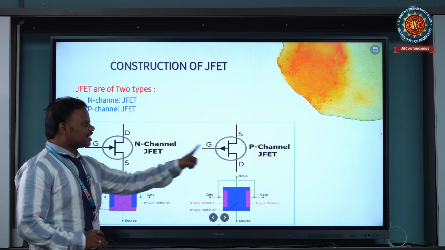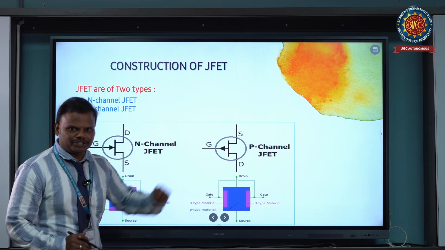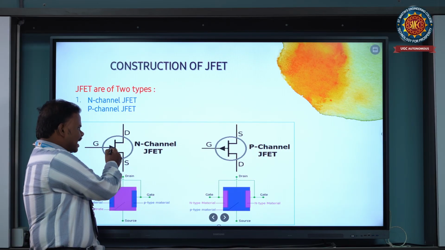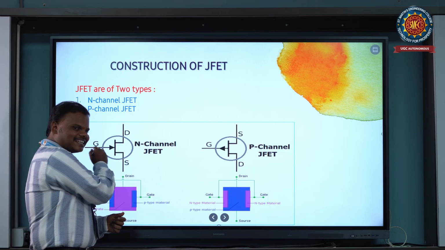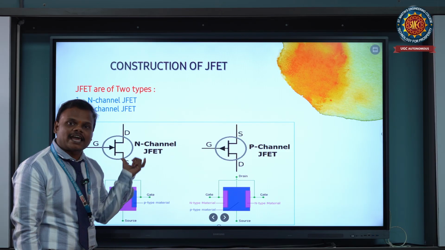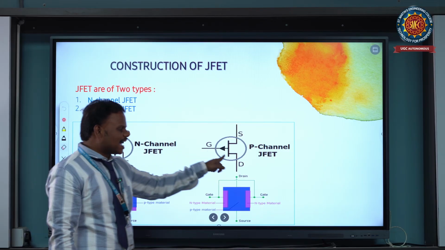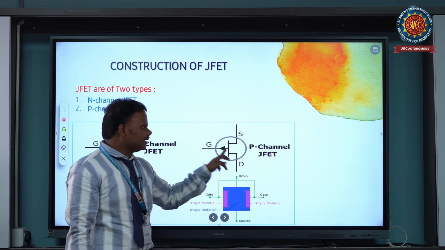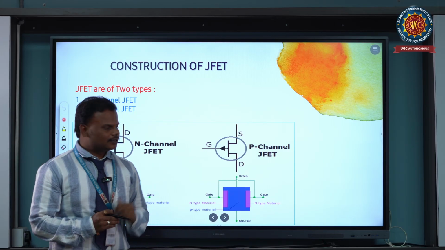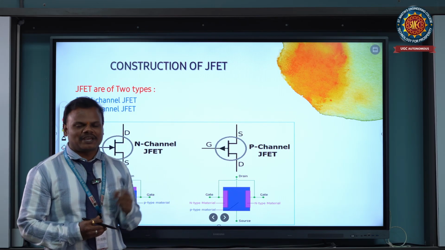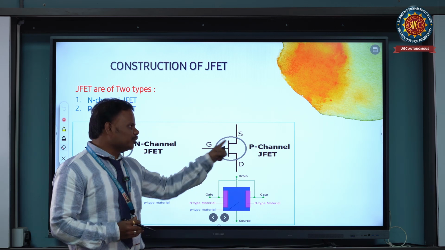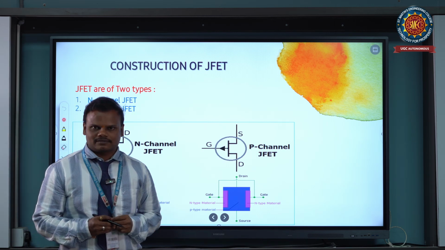These are the circuit symbols of the N channel and P channel. If you observe, the arrow indicates the current direction: an arrow pointing into the device means it is an N channel JFET, whereas an arrow pointing outside the device means it is a P channel JFET. Whenever we draw a circuit and want to show a JFET, we simply use these circuit symbols.